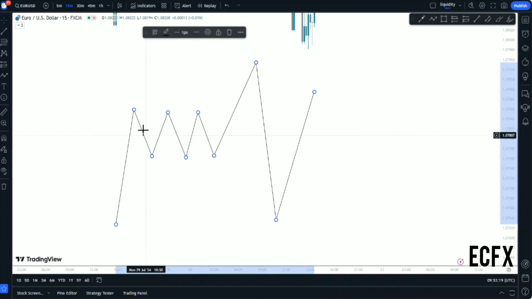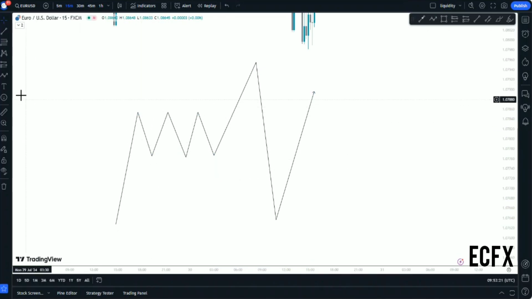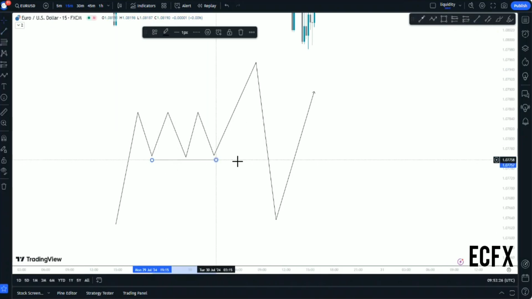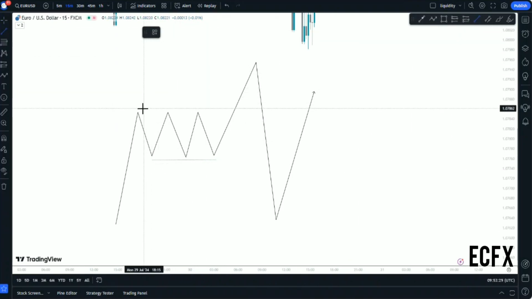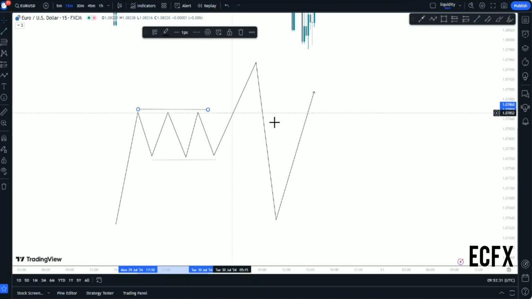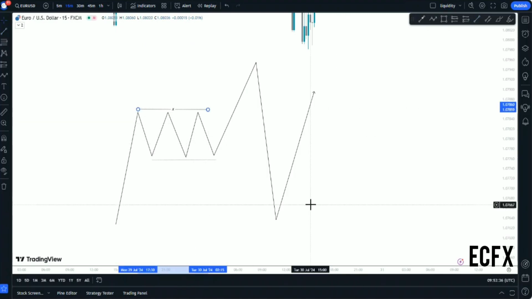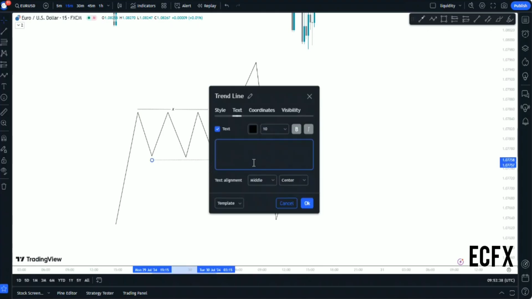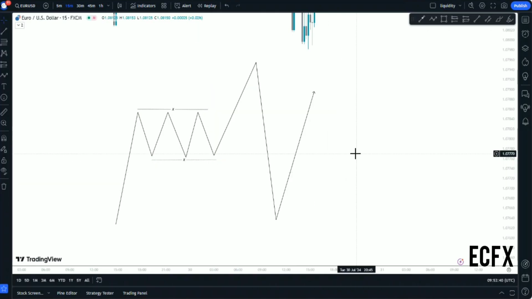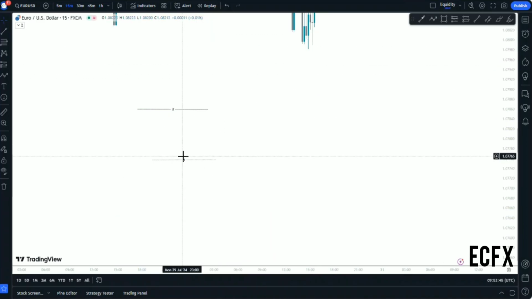These are called ICT buy or sell models. So you have liquidity on both sides, liquidity below as well as liquidity above. Then you can see price first sweeps the upside or buy side liquidity, and then comes back down to sweep the sell side liquidity before continuing to the upside, to the bullish momentum side.